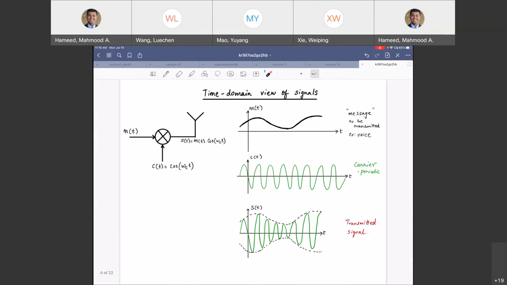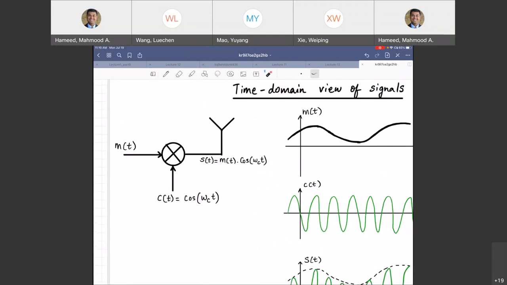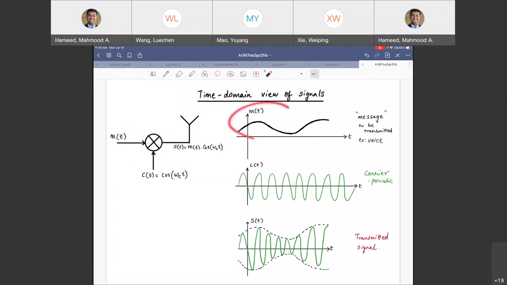All right, let's look at the time domain view of signals. This is the transmitter that I have. m(t), my message signal, is getting multiplied with a cosine signal here to get m(t) multiplied by cosine omega_c t, and that's what I'm feeding into an antenna to transmit. What is the time domain view of this? I'm choosing this to be my m(t), some message, a slow changing message. In comparison to what is it slow? In comparison with the carrier, it is slow. My carrier, c(t), arbitrarily chosen to be, in this case, a negative sign, but it's a carrier which is periodic, right? The green guy.